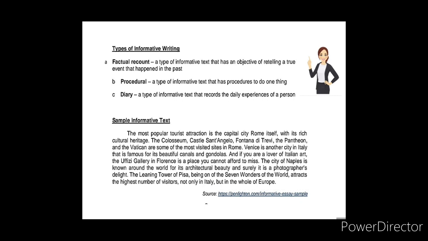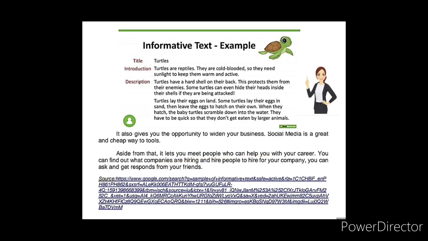Okay. So we have here a sample of informative text that just presents information about the most popular tourist attraction, which is the capital city Rome itself. So this is what we call the thesis statement. The succeeding sentences or supporting sentences now is the body. And the last one is our restatement of the thesis, which is the conclusion. Aside from that example, we have also another example here about the turtles. So it just explains how turtles look like.